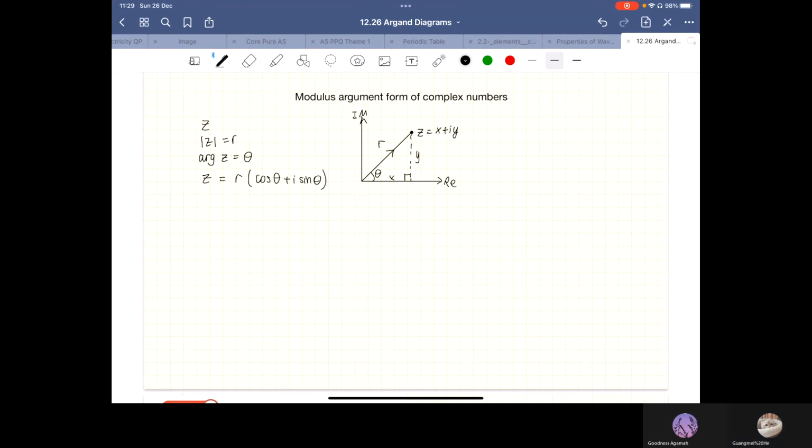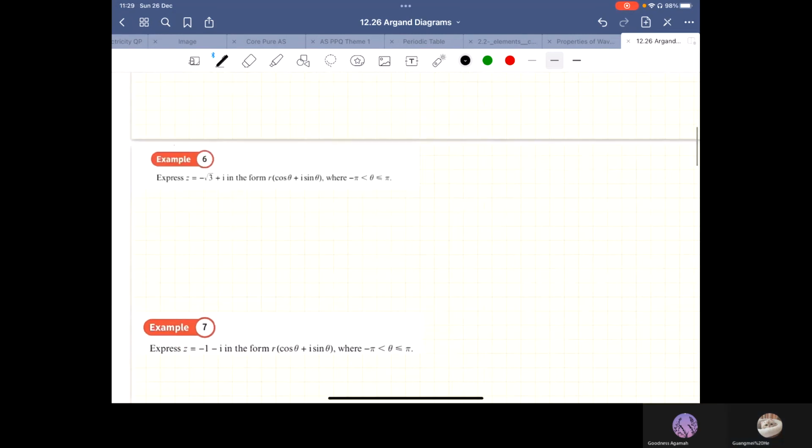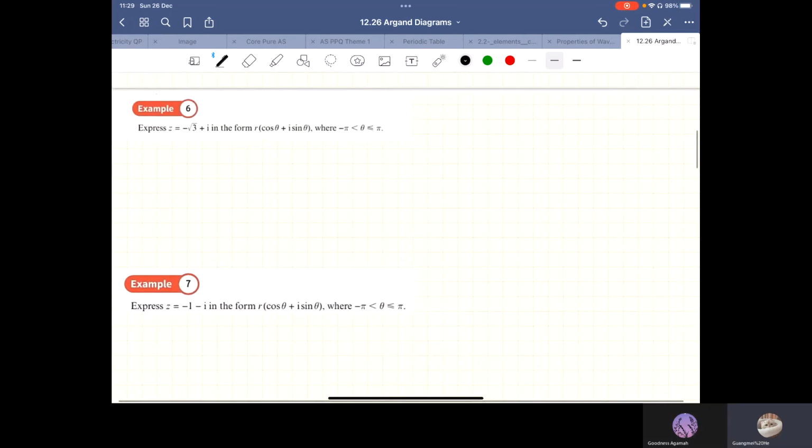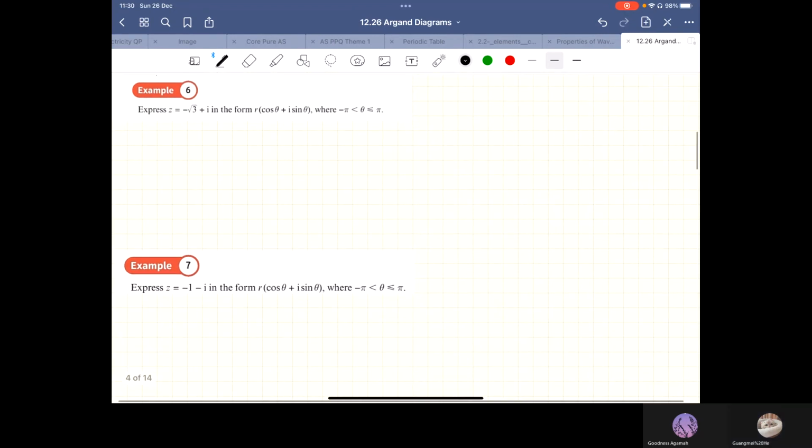That's it. So let's look at some examples regarding the modulus argument form, because that's all it is with its theory. Let's move on to example 6. Express z equals -√3 plus i in the modulus argument form. Okay. Let's do that. First of all, we will construct an Argand diagram.